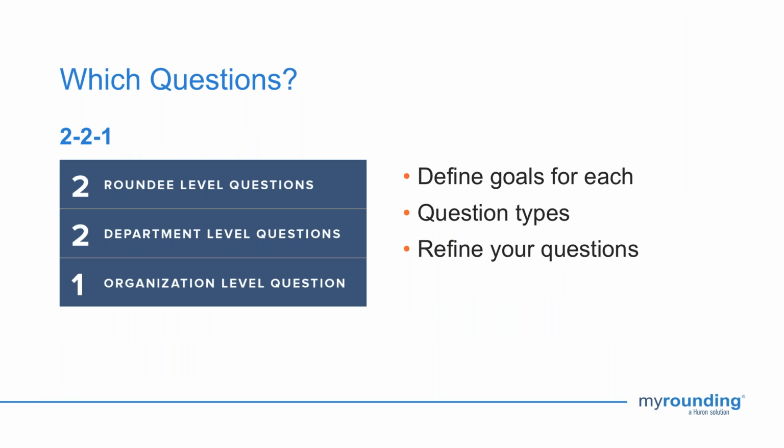So how am I going to determine which 5 questions to ask? Well, we've come up with a little methodology that we're thinking about in terms of 2-2-1. We want to focus on what's important to the roundee or the patient in this example, and we suggest 2 questions there. What's important to the department?